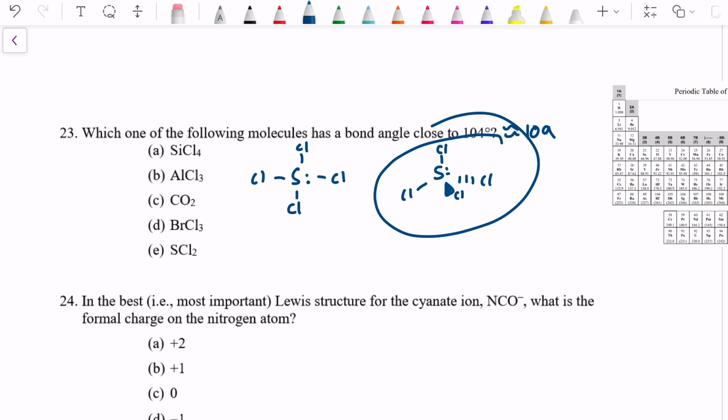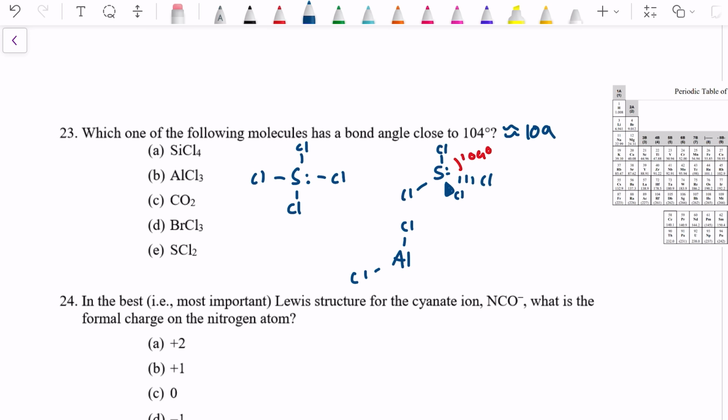But anyways, this is a tetrahedral structure, so this could be our answer choice. These bond angles are at 109 degrees, 109.5 roughly. So that's pretty close. It's not a horrible choice. All right, let's look at aluminum chloride.